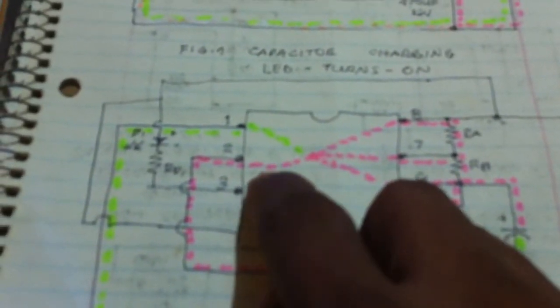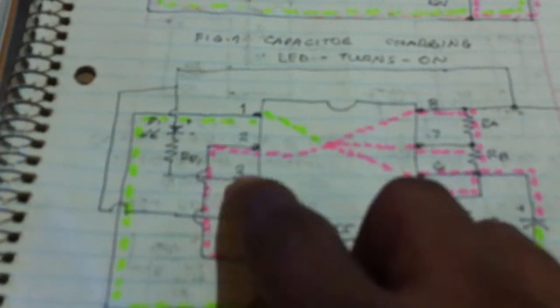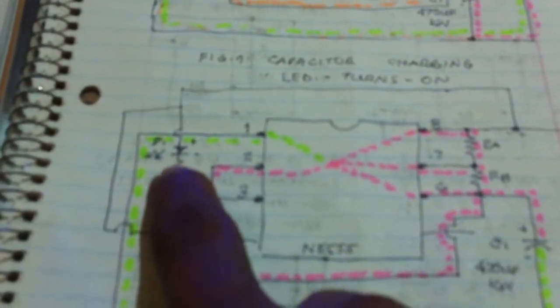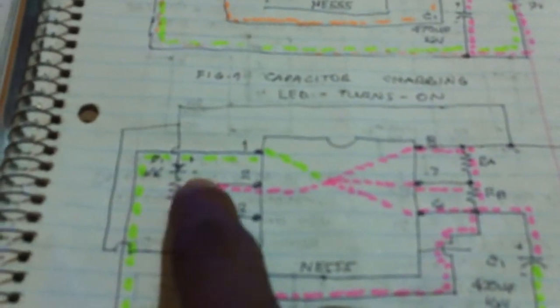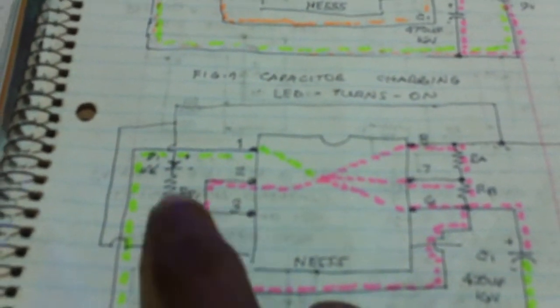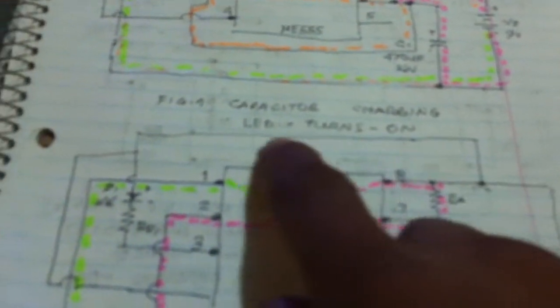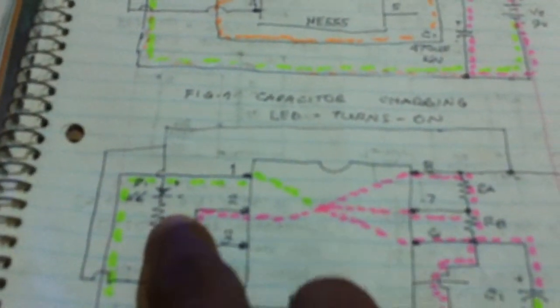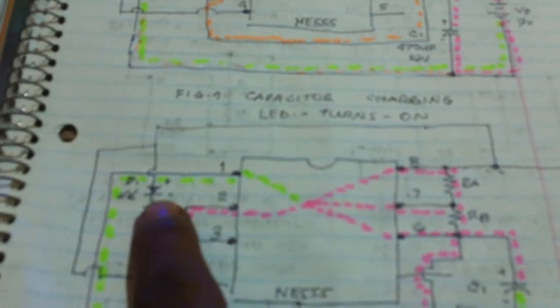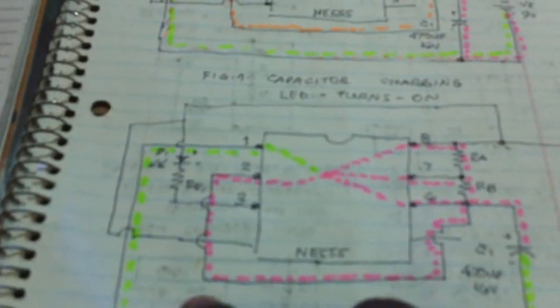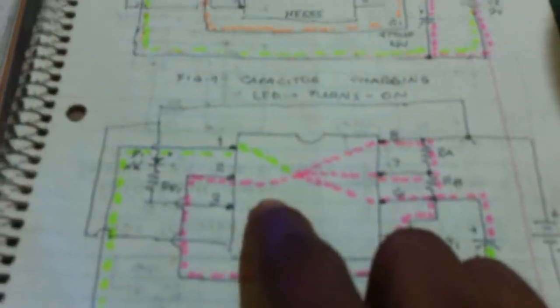Why are we not going here, terminal 3? Because this is reverse bias. It's open, negative, positive, so it will not flow here. Also, it can flow here, I believe, but it is not enough to turn on the LED. Why? Because the majority of the current is flowing here to the ground, making the LED turn off.